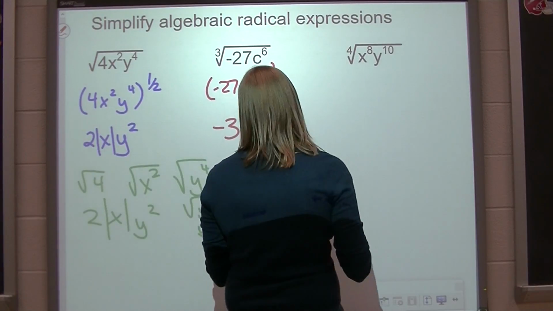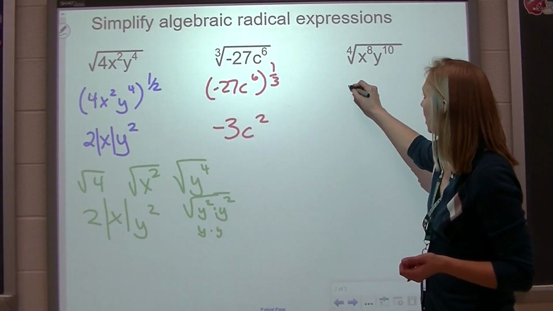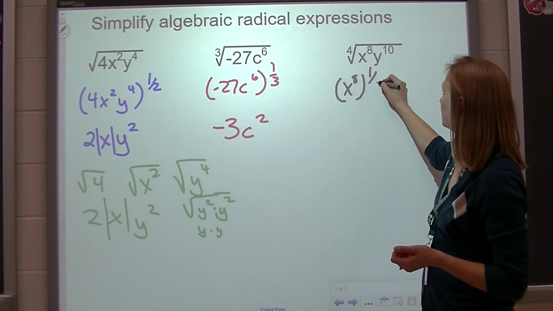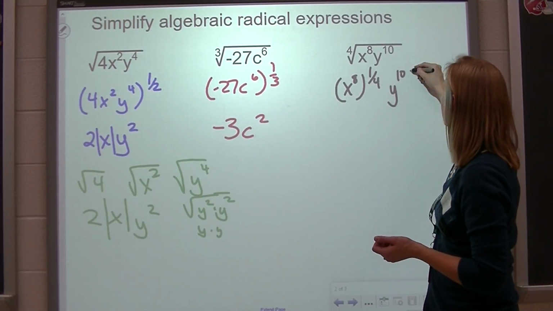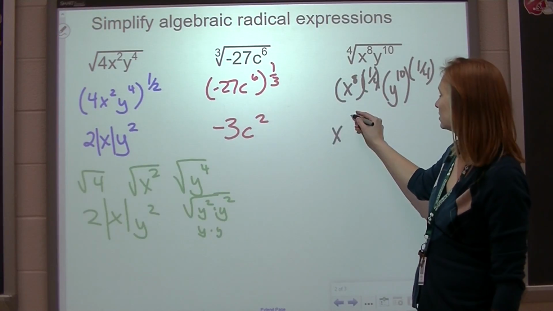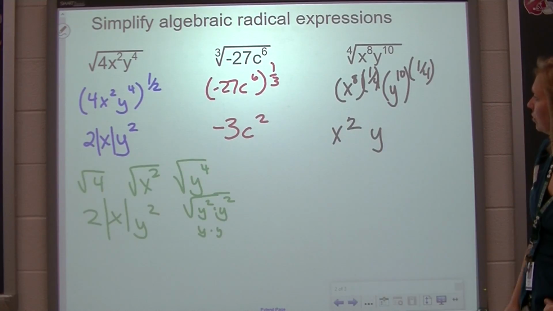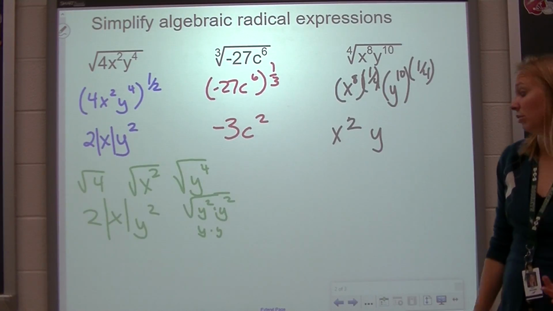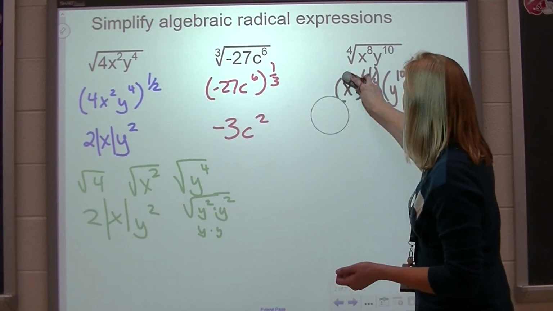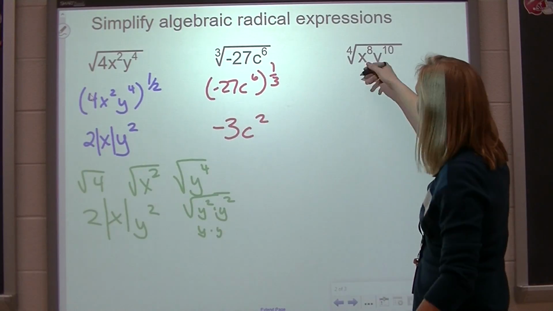Now this 4th root is going to be raised to the 1/4 power. So we could have x to the 8th to the 1/4 power and y to the 10th to the 1/4 power. And we'll get x to the 2nd, so x squared, and ooh, this is where it's going to hurt us, because we'll have y to like the 2.5, and you can't do that. So let's look at this a little bit differently, kind of how we did here.